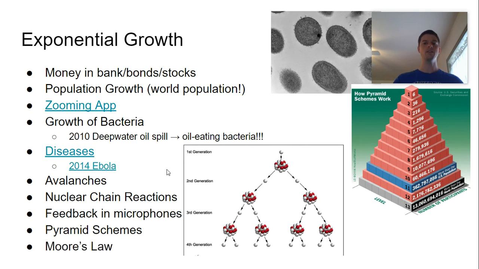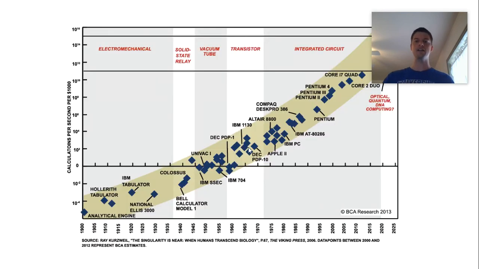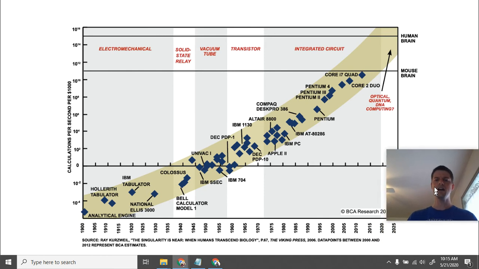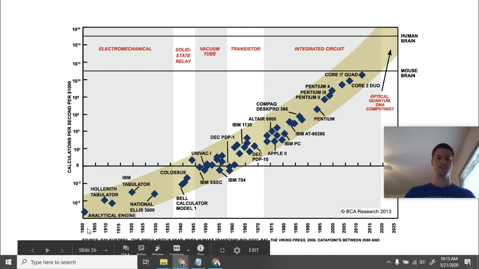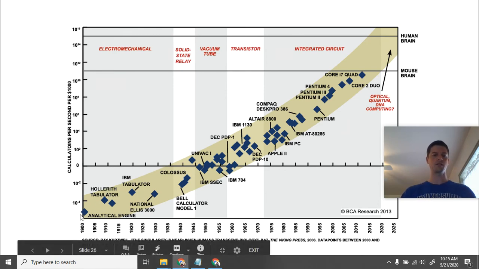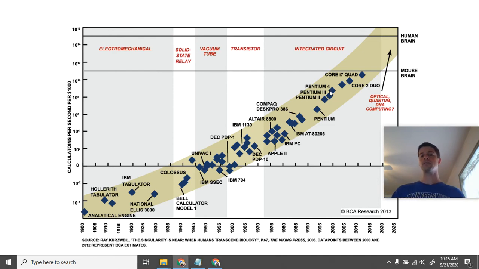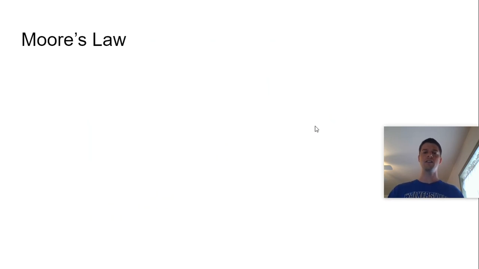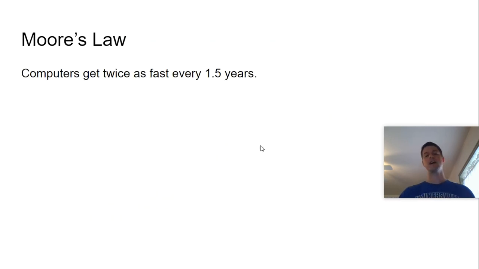Okay, Moore's law is the last thing I want to talk about. It's this really neat idea that over time, from the 1900s all the way up to the 2000s, you see the idea of calculations per second, and you now know them as computers. Back then in the 1900s, they weren't computers. They were things called analytical engines and tabulators. But computers now are getting faster and faster, and they actually double roughly every 1.5 years. They get about twice as fast every 1.5 years.